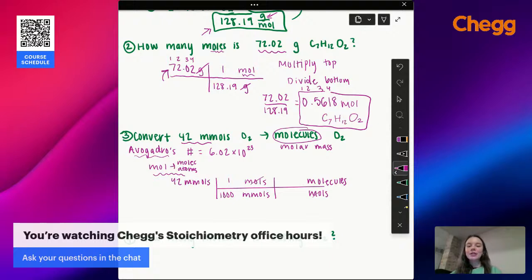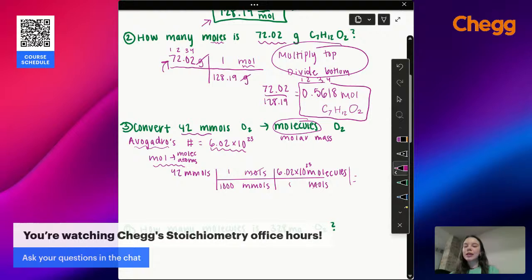Now I want to go from moles to molecules. So to go from moles to molecules, I'm going to use that Avogadro's number, and I know 1 mole has 6.02 times 10 to the 23rd molecules. So now I need to solve it. Like I said up here, I have to multiply the top and divide the bottom.